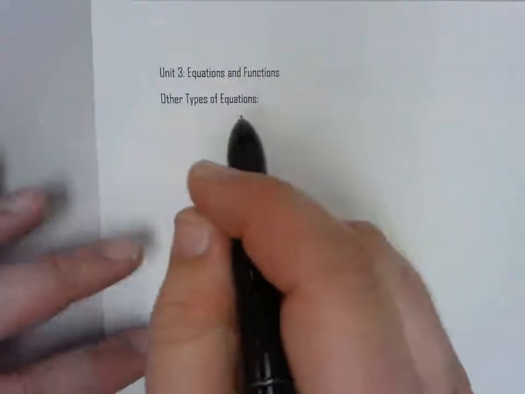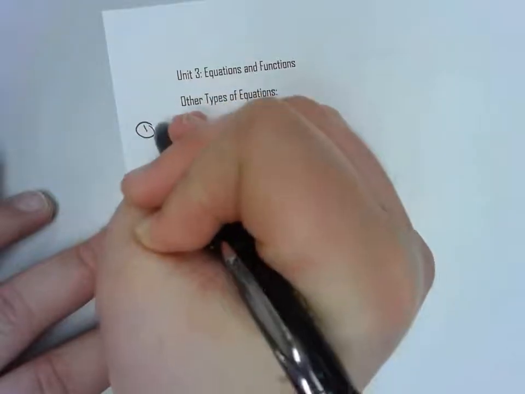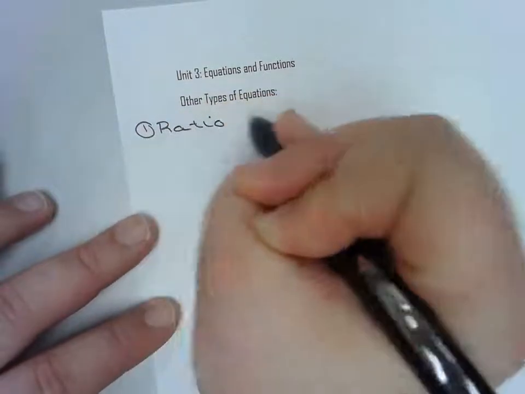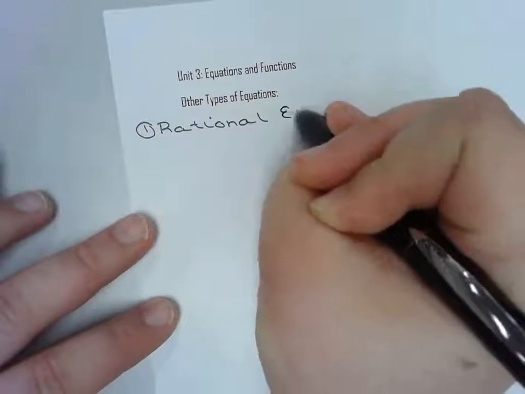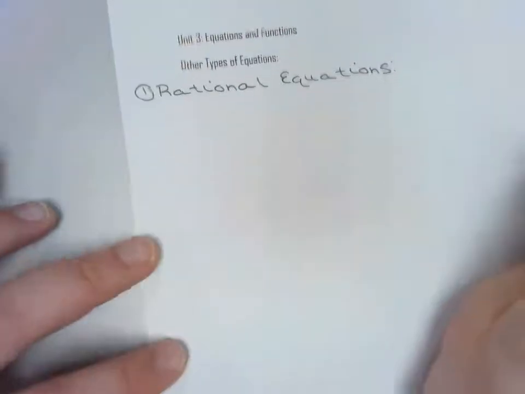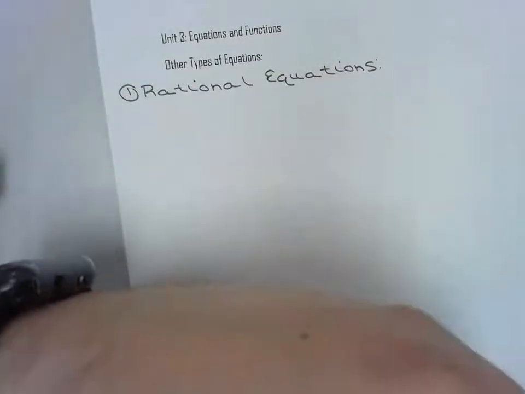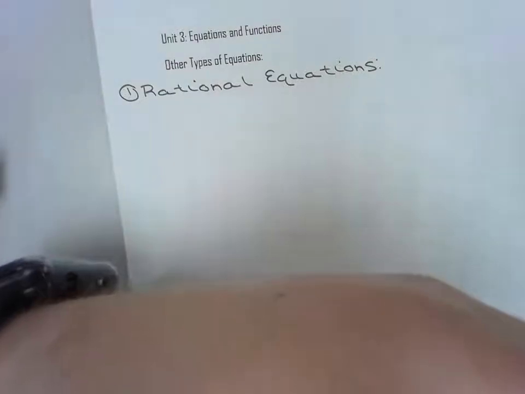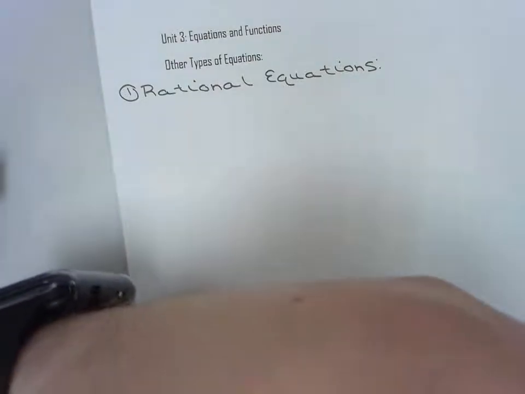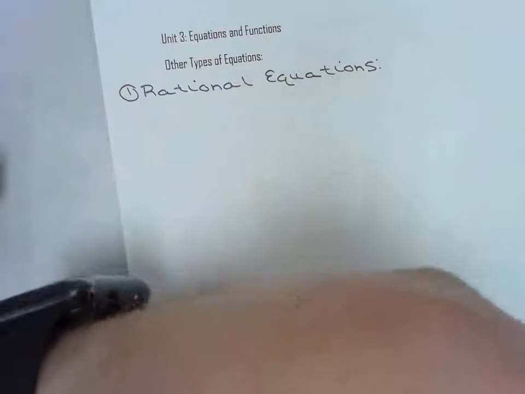Okay, so the first type of equation we're going to look at is rational equations. Okay, remember rational just means we are dealing with fractions. We did adding, we did multiplying, we did subtracting, we did getting common denominators last week. Today we're going to take it one step further and say, okay, what if I have an equation? You're going to do it the same sort of way.